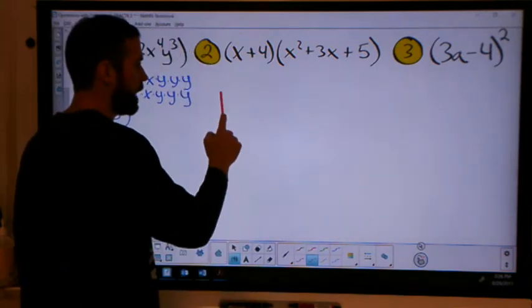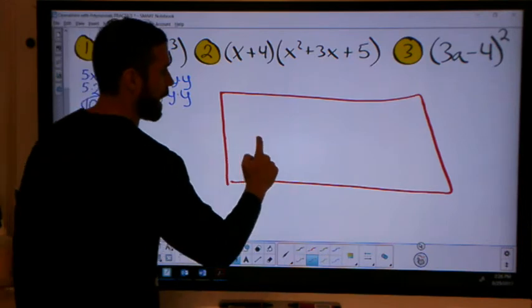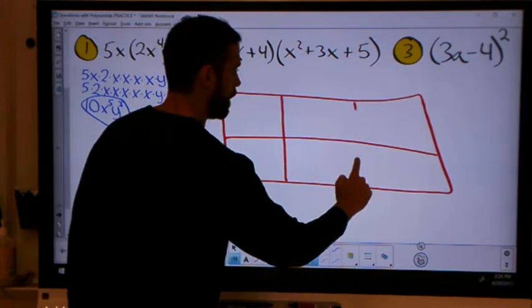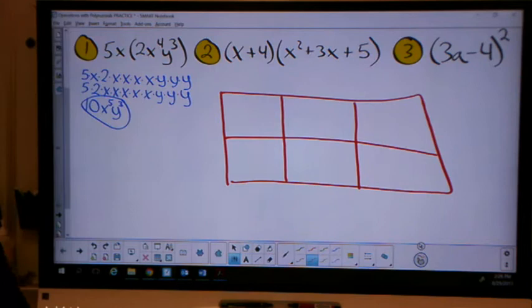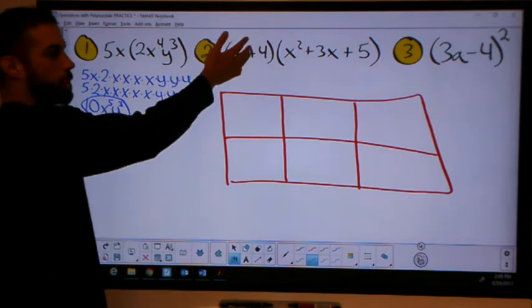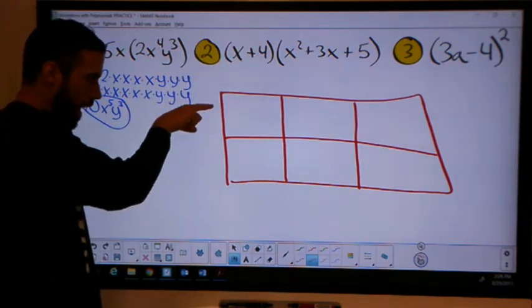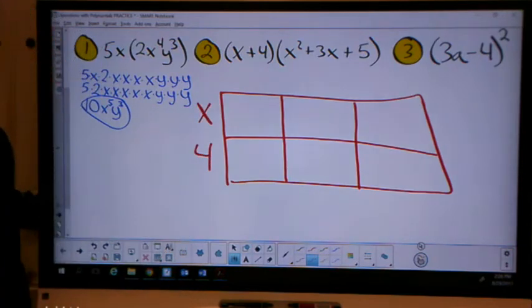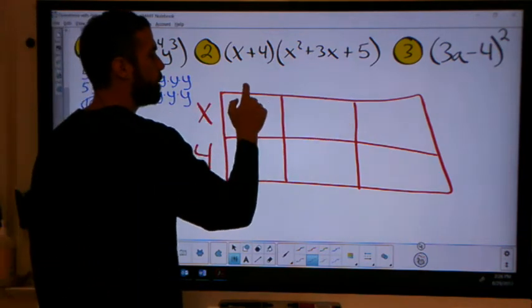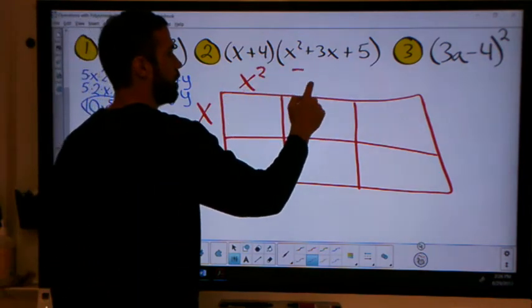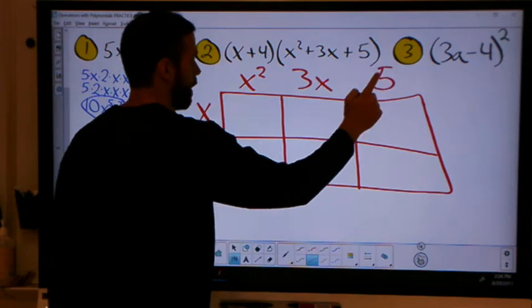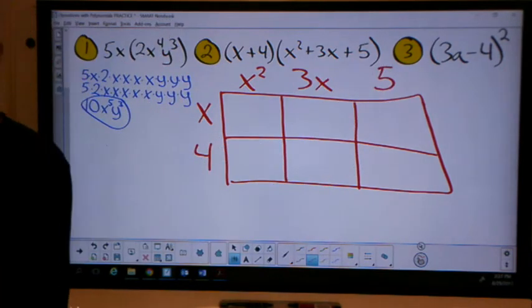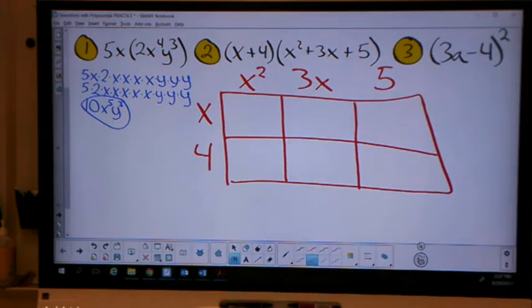So you're going to create a box that is a 2x3 grid. You are going to write the binomial x plus 4 on the side where you have 2 rows, so the x would go there, the 4 would go there. And then across the top, where you have 3 column locations, x squared, 3x, and then 5. I'll give you a moment to set that up, though. It's very important you have everything written down before we continue. So take a moment to just get that set up correctly, and then we'll start filling it in.